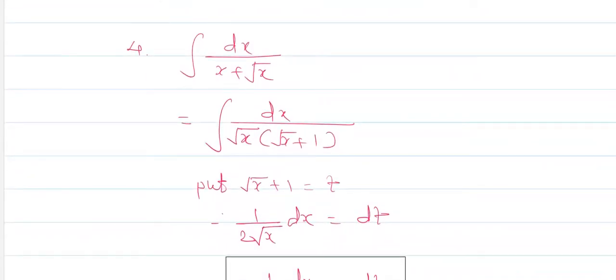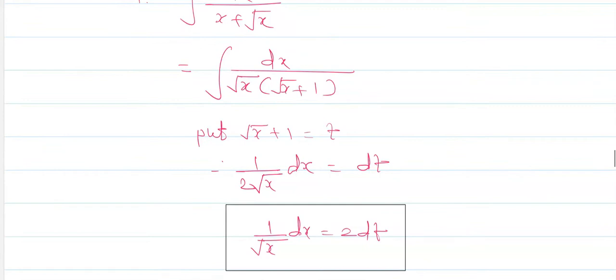Example number 4. That is integral dx upon x plus root x. Now here is a function, what's its derivative? For this we will take the common from x plus root x. What common can we take? The root of x is common. This x can be written as root x into root x. Therefore, if you take the root of x common, in the bracket you will get root x plus 1, into dx. Now put root of x plus 1 equals t.